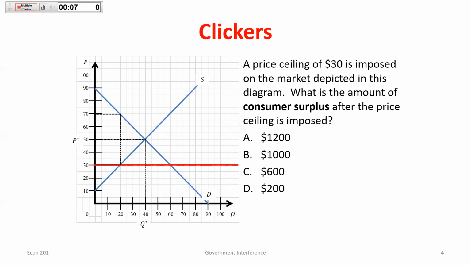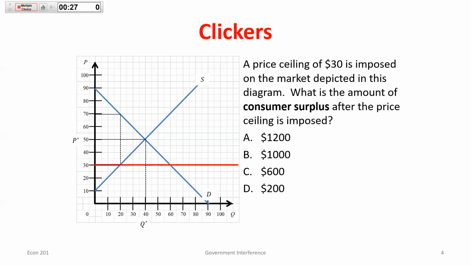So let's say we've got a market that's in equilibrium at a price of 50 and a quantity of 40. Let's say instead the government comes in and imposes a price ceiling of $30. What is the amount of consumer surplus after this price ceiling is imposed?